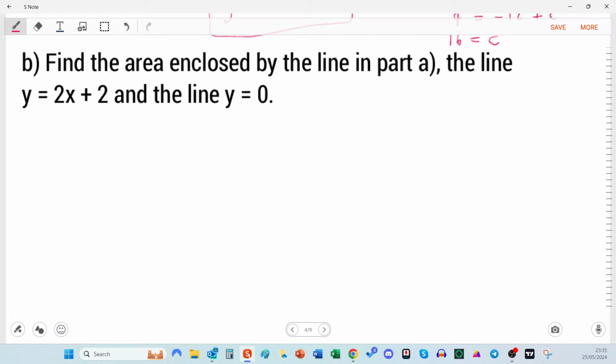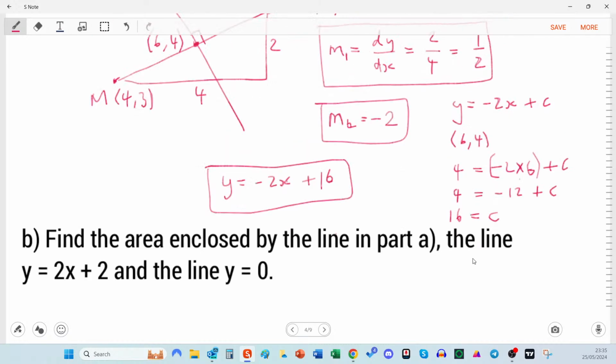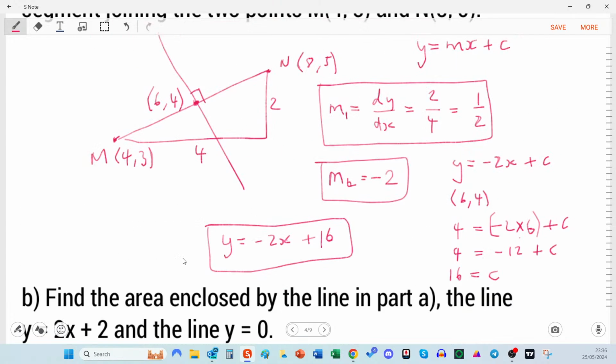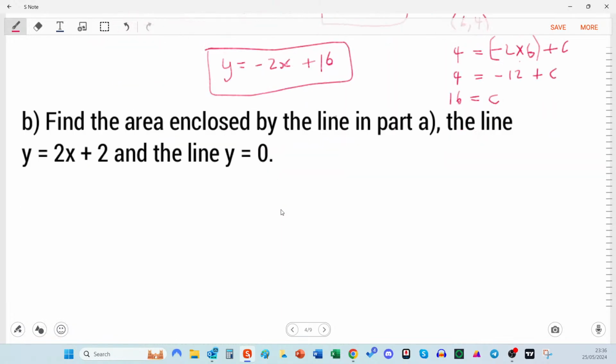Find the area enclosed by the line in part A. That'd be really nice to know what that line's doing. What is that line in part A? So let's draw a quick sketch. It crosses the intercept at 16. It crosses the y-axis at 16. And it goes down at -2.